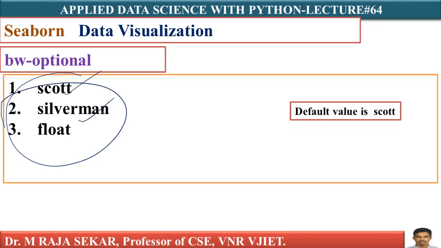One is Scott, another is Silverman, and the other is a float. I request you to make an experiment by changing the BW value to Scott, Silverman, or a float. By default, this BW value is Scott. Instead of this, you can even give numbers.